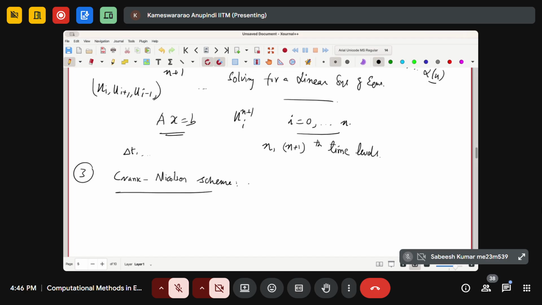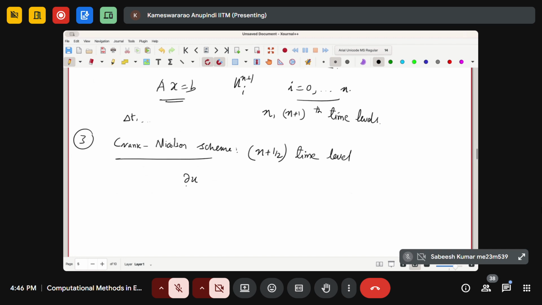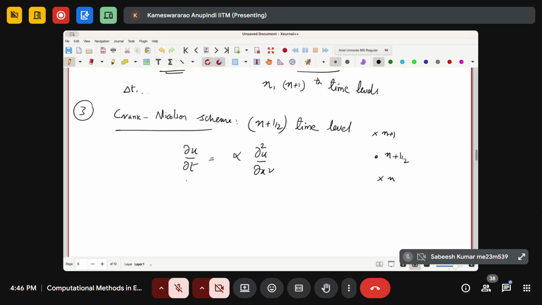Okay, whereas in the Crank-Nicolson scheme, the values are evaluated at the n plus half time level. That means you have partial u by partial t equals alpha dou square u by dou x square. You're going from the nth level to the n plus 1th level, and then you are evaluating at n plus half. If that is the case, then this entire thing is evaluated at the n plus half time level. Let me write n plus half on the top.